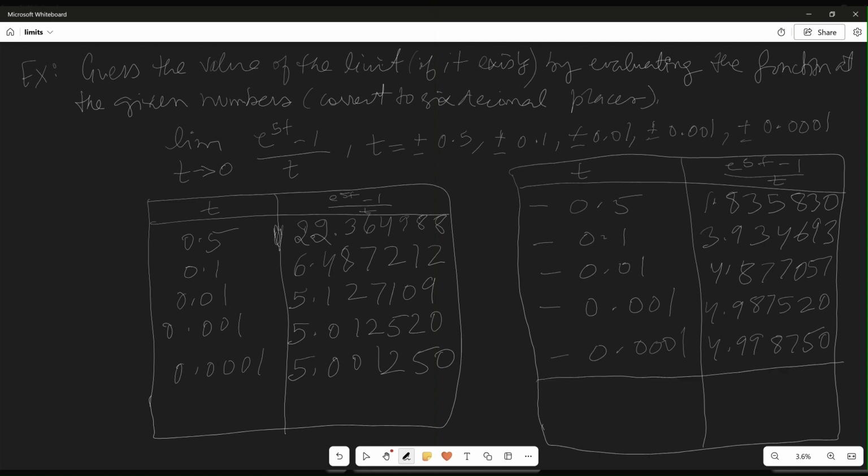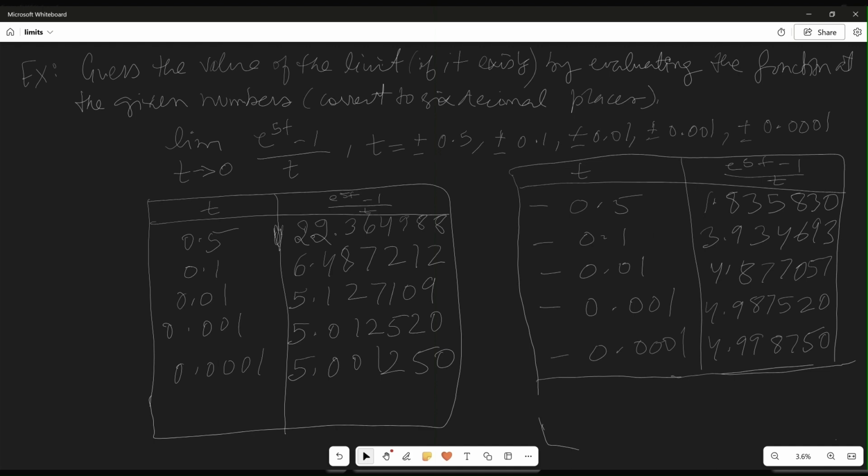So as you can already tell, where you can make a mistake in this kind of problem is this. This might be confusing for a few of us, right? At 0.5, the value for this function seems to be 22.36 something, which is way too far from what we're saying. As t is close to 0, it's around 5, right?